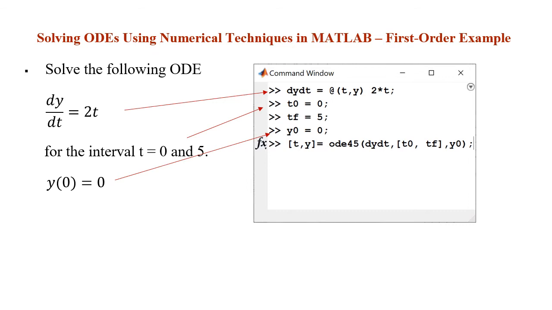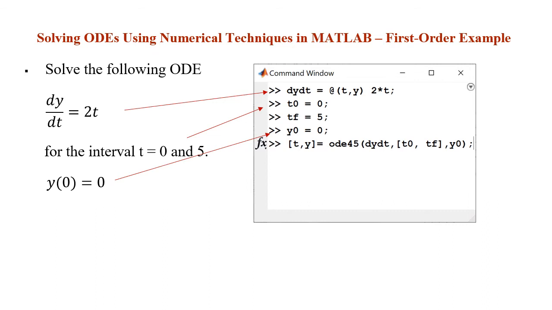So now, after hitting enter, what I'm going to see in T is an array whose first element is T0 and last element is TF. And Y is going to be the array of the solution. So it's a solution for dy dt is equal to t.